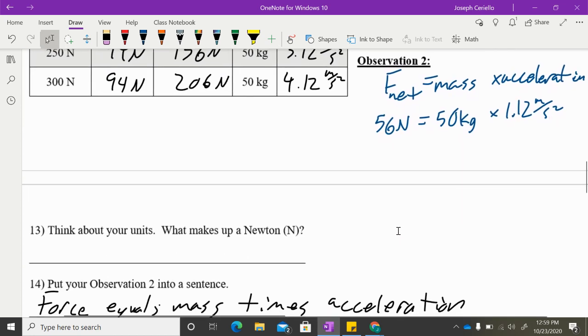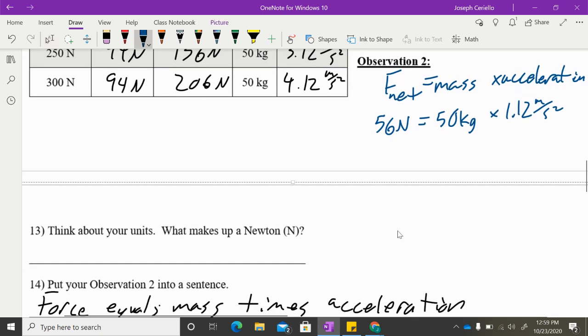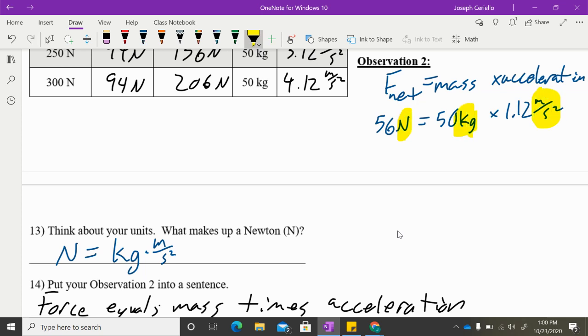Now think about your units. What makes up a newton? Well, look up right over here. A newton is equal to a kilogram times a meter per second squared. So a newton is a kilogram times a meter per second squared. All right, looking at this equation here: newton, kilogram, meter per second squared.